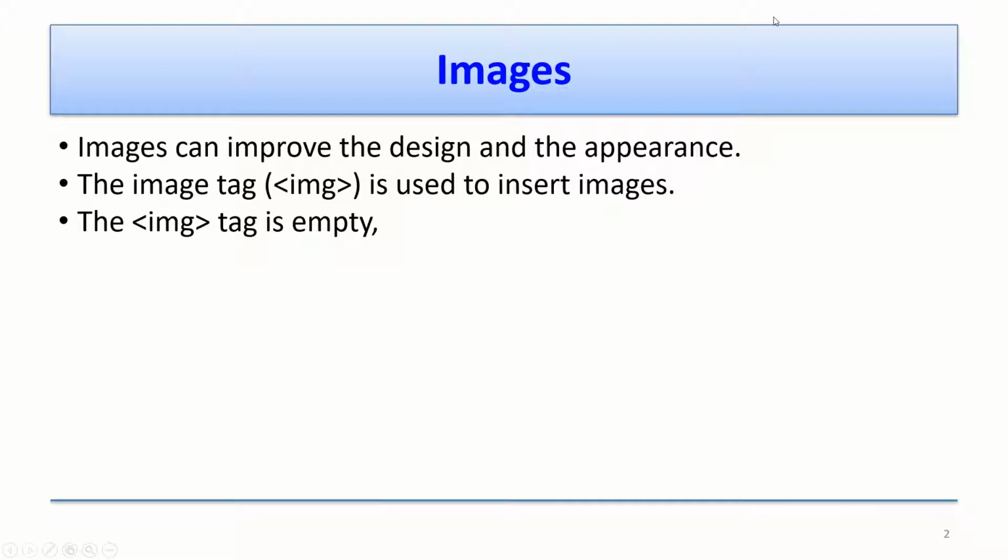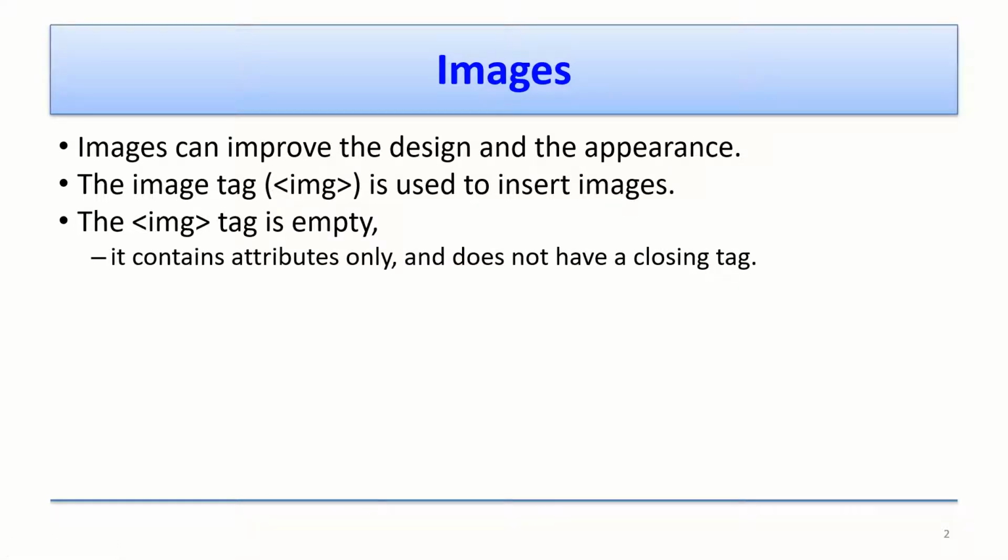So basically, Img tag is an empty tag. So you know what's meant by an empty tag? Empty tag means the tag does not contain any content, right? So since it does not contain any content, they don't have a closing tag. All right, they contain only the attributes, right? So Img tag contains attributes only and it does not have a closing tag, right?